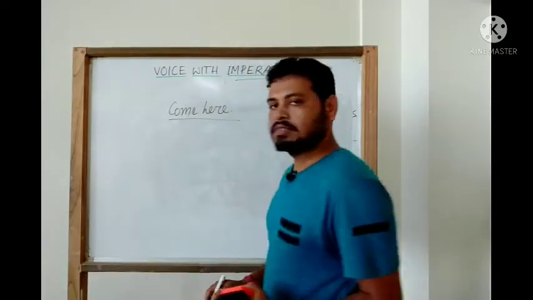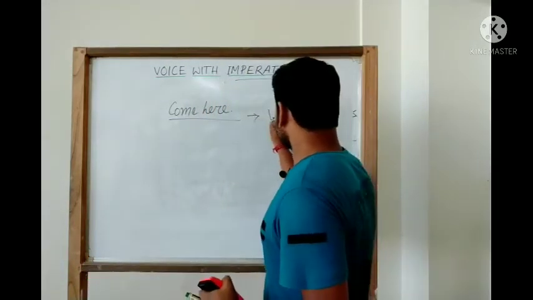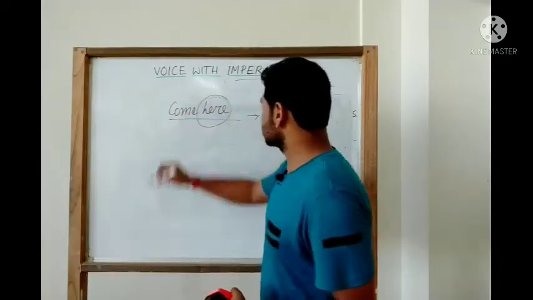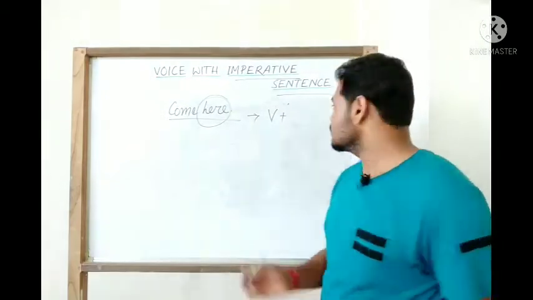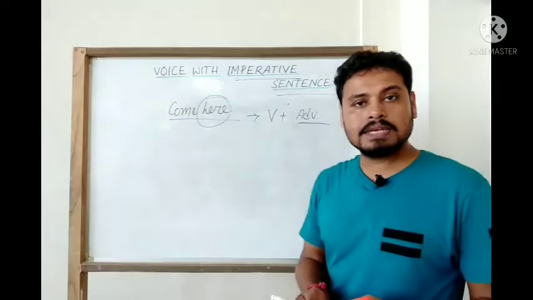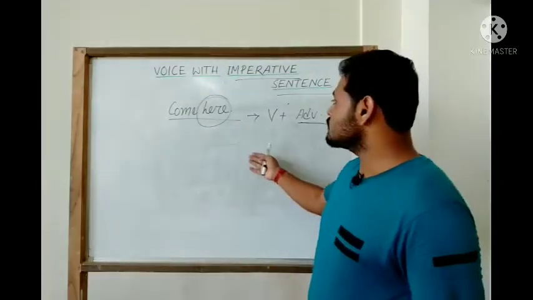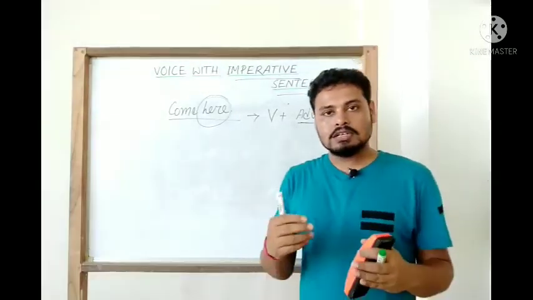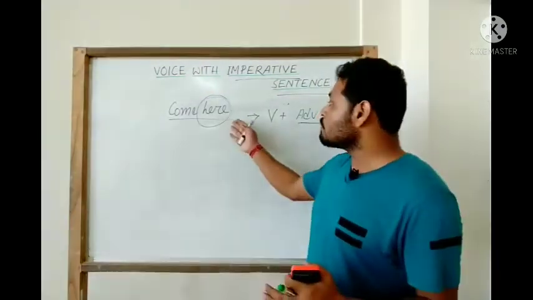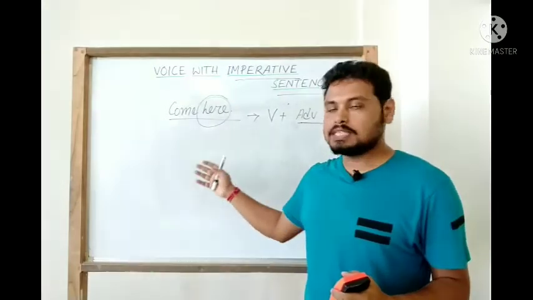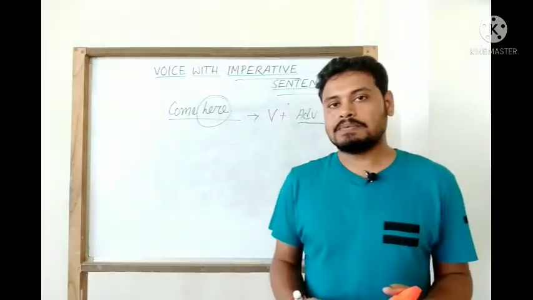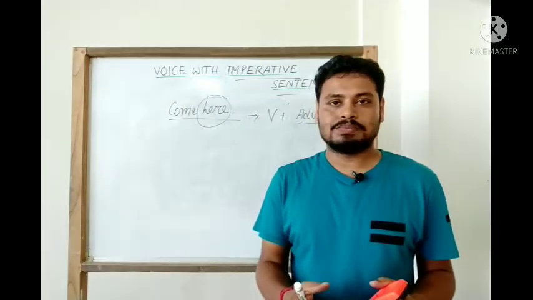Come here. Now you see, here we have a verb, there is no problem. But this one, we cannot say it an object. This is one adverb of place we can also say. So how to change these imperative sentences, those which don't have an object with the verb? Can we change these imperative sentences with let? The answer is no, we cannot change.